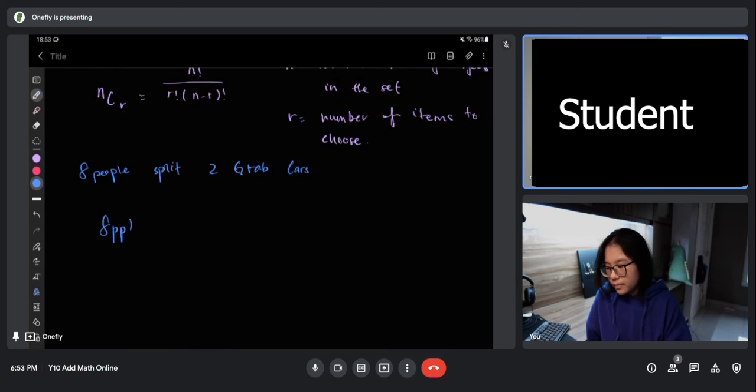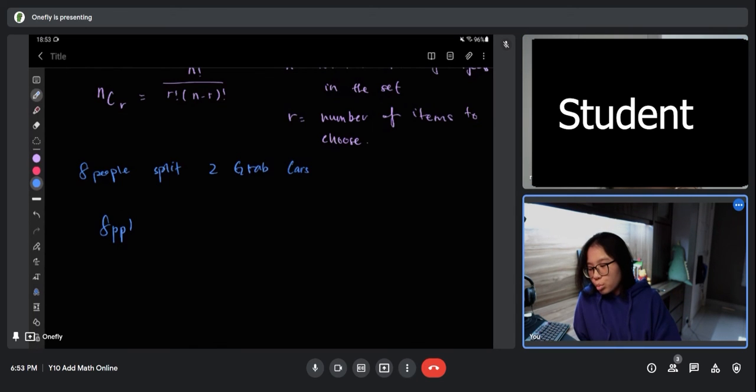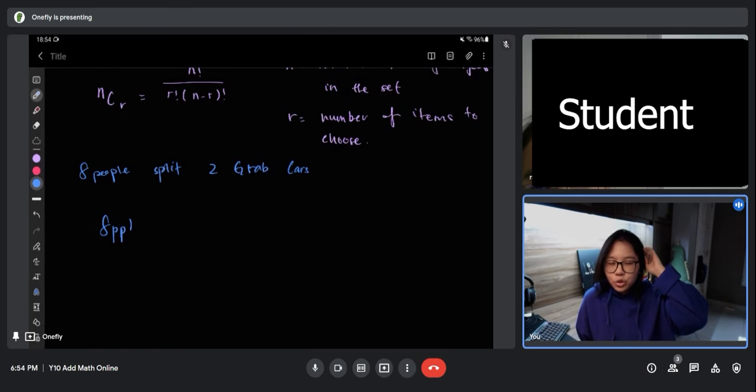8C2? No. Maybe if I show you this question, it's confusing, but the idea is 8 people splitting 2 cars. Each car can carry 4 people. So for each car you choose 4 people to sit. And so how do you split the 8 people? Actually, you don't say split the 8 people.